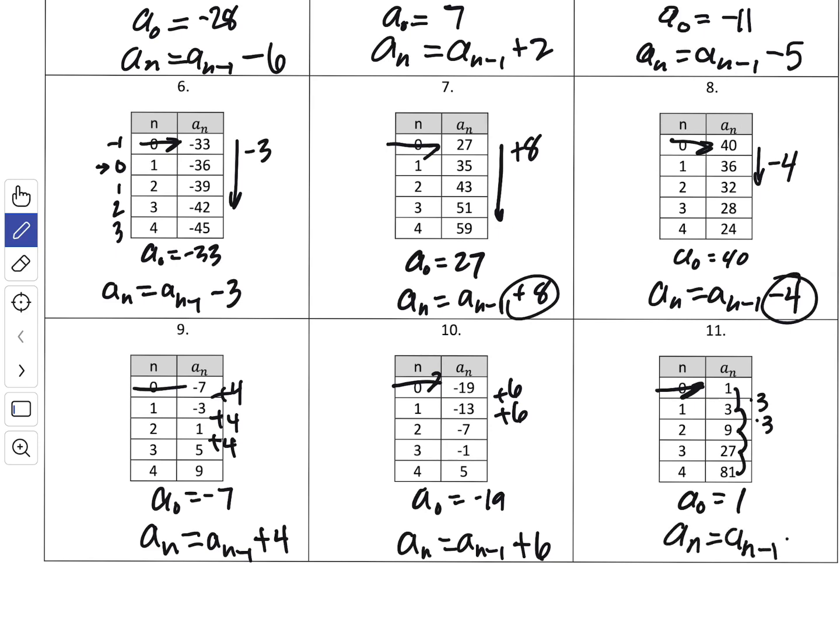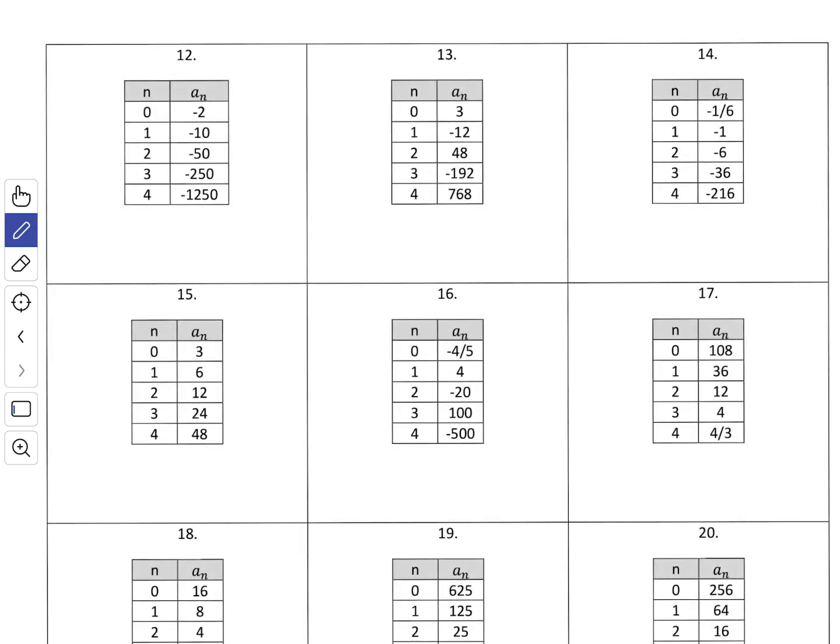So we've got a geometric, but guess what? We write it the same way. The only difference is we go times 3 instead of plus 6 or plus 3. It's the only difference between the geometric and arithmetic types of patterns. Okay? So then we just keep on going. So we've got our 0 term here. So a sub 0 equals negative 2.